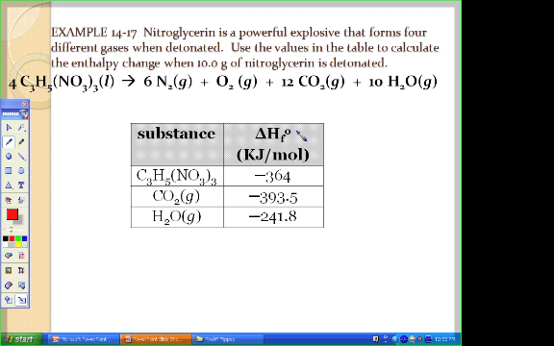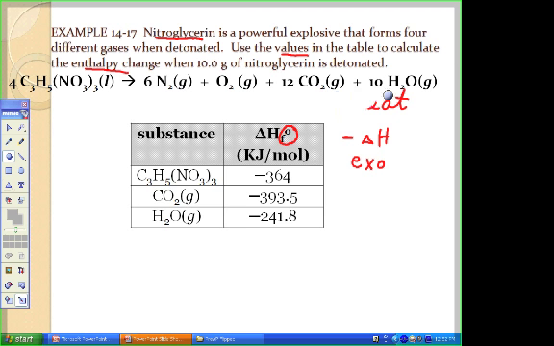We're given again delta H's of formation: the formation of 1 mole of a substance from its elements in their natural state at standard ambient temperature and pressure. We're going to use these values to find the enthalpy change when nitroglycerin is detonated. I hope you can imagine that when nitroglycerin is detonated, it's going to release a tremendous amount of heat, which means it's exothermic and should have a negative delta H. So that would be our expected value there.